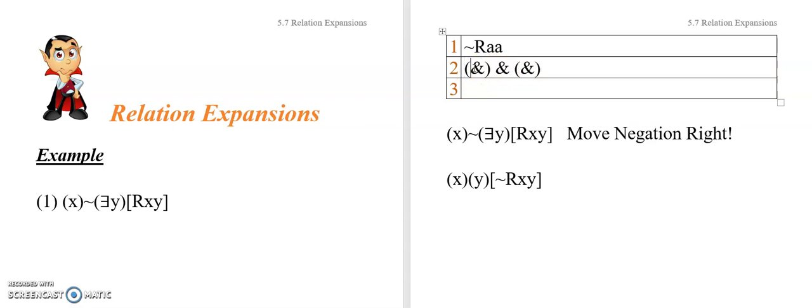And it's going to be not RAA, and not RAB, and then you're going to have not RBA and not RBB, right? So this thing's easier to expand than this thing. So that's one strategy, is the idea, okay?